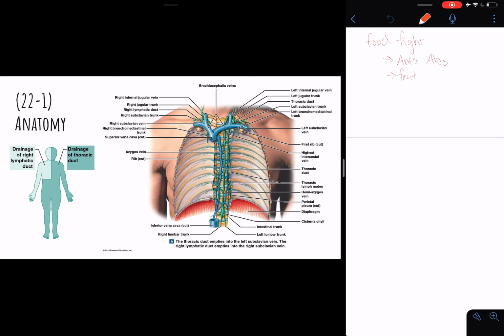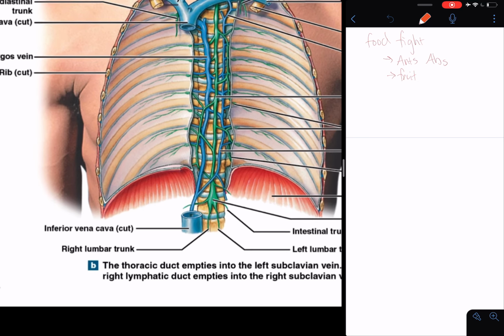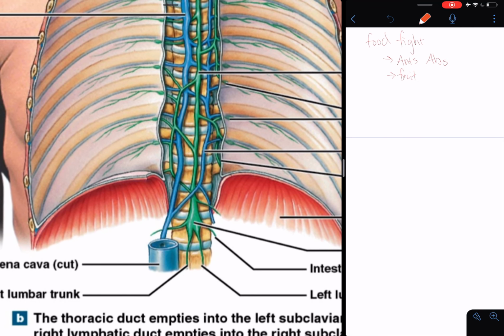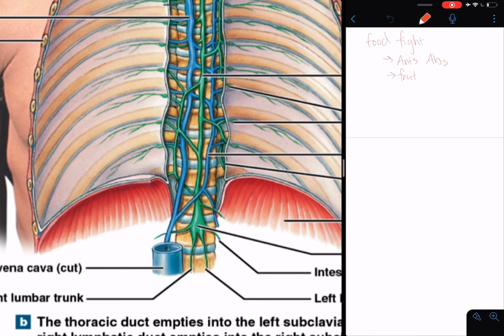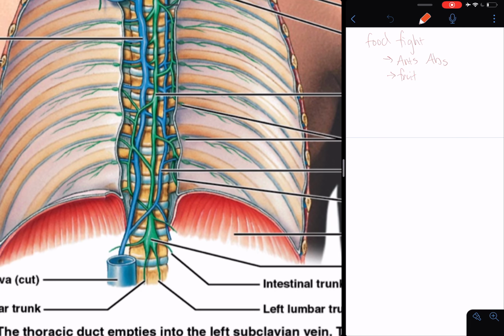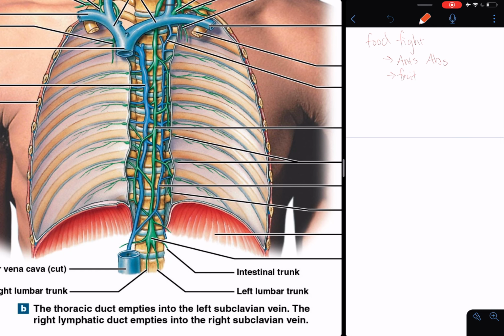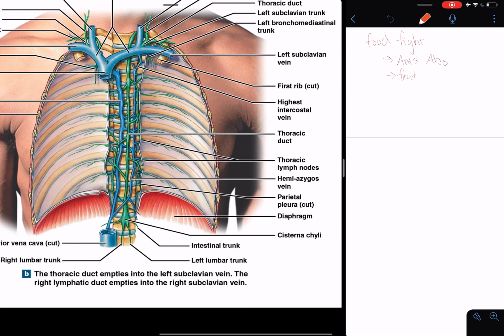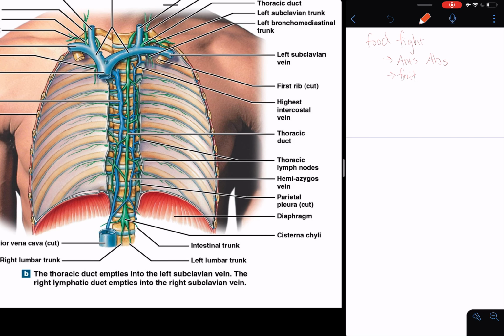So here in this picture, you can see the thoracic duct is in parallel with the inferior vena cava. Here we just cut the inferior vena cava so that you can see the thoracic duct much easier. And then that thoracic duct at the very end there is going to have something called a cisterna chyli, which is in the bottom right-hand corner here, labeled.